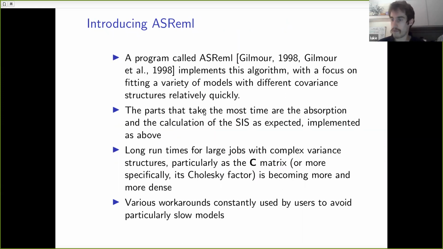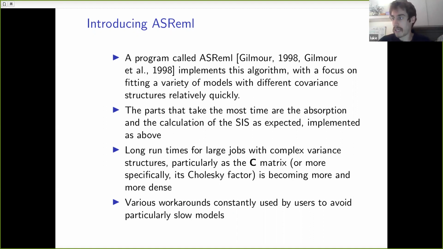The industry standard program that implements the AI algorithm is called ASReml. It focuses on fitting a variety of models with different covariance structures relatively quickly that many other software packages simply cannot fit. So it's not even a matter of speed, they simply just don't have those options.